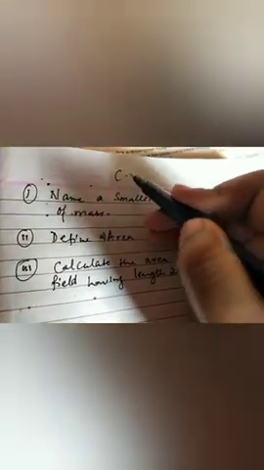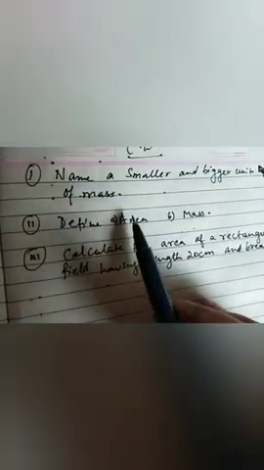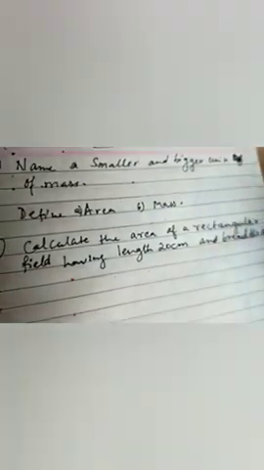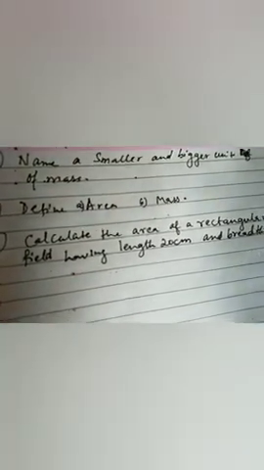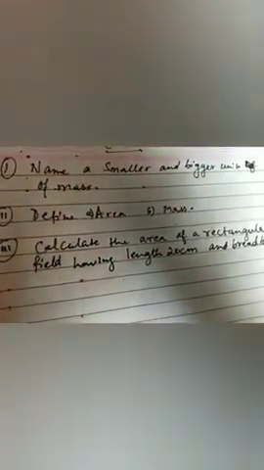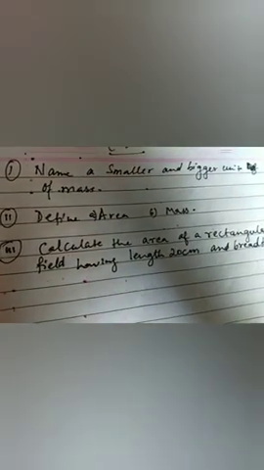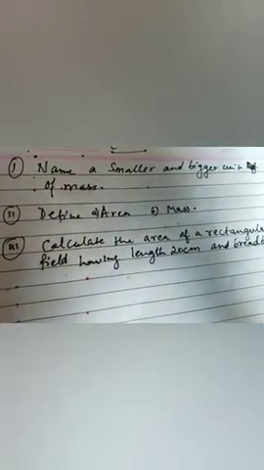So that's all for today. As class work, you will do these questions. Name a smaller and a bigger unit of mass. Define area and mass. Find the area of a rectangular field with length 20 cm and breadth 10 cm. In the next class, we'll discuss the measurement of temperature and time. Then we'll start the third and final lesson for the quarterly exam syllabus.